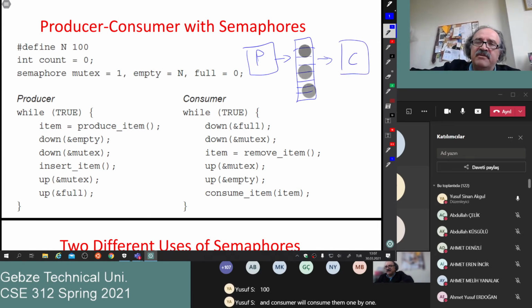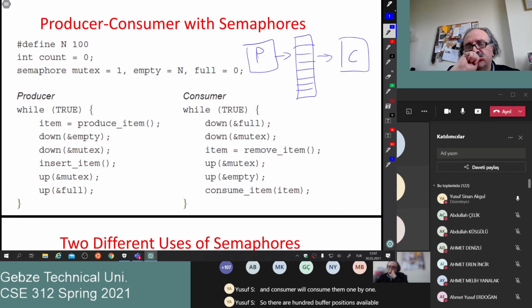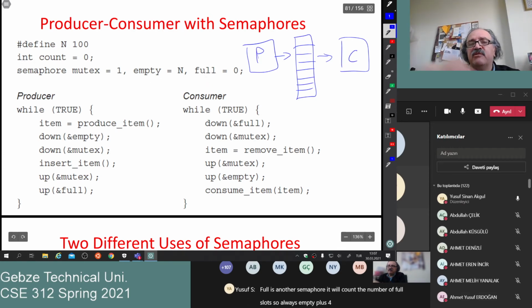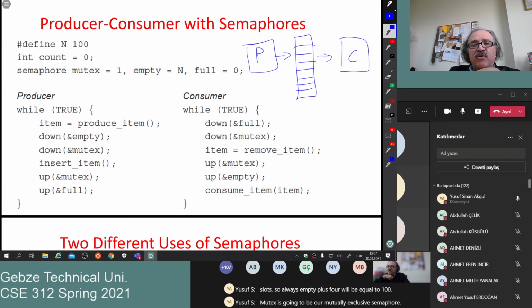So there are 100 buffer positions available. Empty is a semaphore. It will count the number of empty slots. Full is another semaphore. It will count the number of full slots. So always empty plus full will be equal to 100. Mutex is going to be our mutually exclusive semaphore. We are going to use it to enter the critical region. Okay, so this is the code.